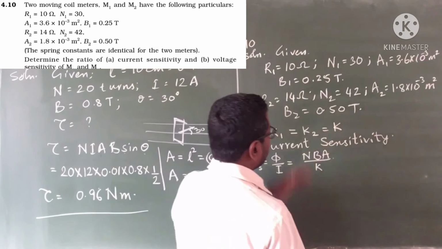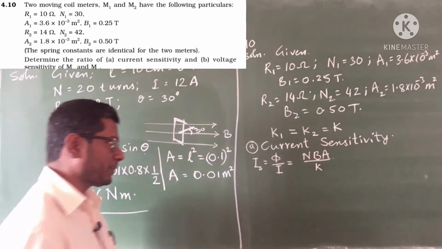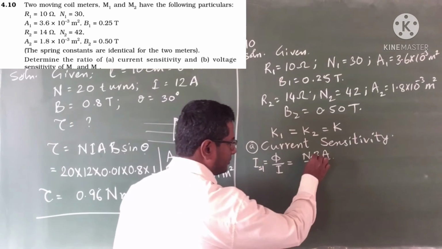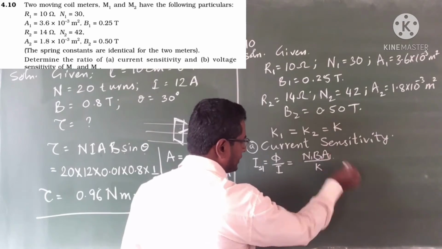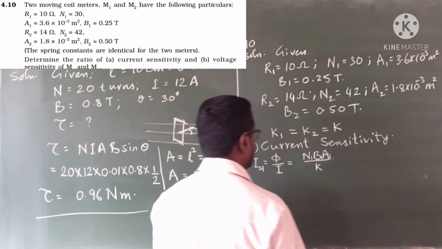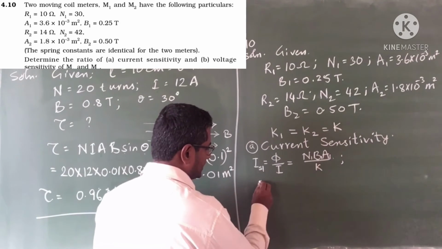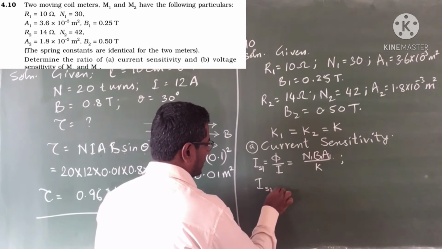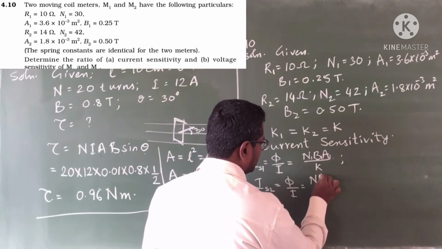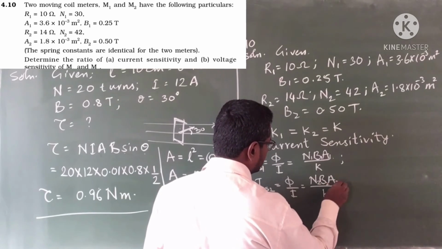Now in this case, we are going to have two current sensitivities, one for meter M1 and one for meter M2. So I am going to take it as IS1. So this is going to become N1, B1 and A1. We don't need to write that K as K1 because we don't have a separate K1 and a separate K2. We just have K1 and K2 the same. Now this is for IS1. Similarly, I can frame an equation for IS2. That will be again phi divided by I, which is again NBA divided by K. Again in this case I am going to take it as N2, B2 and A2.